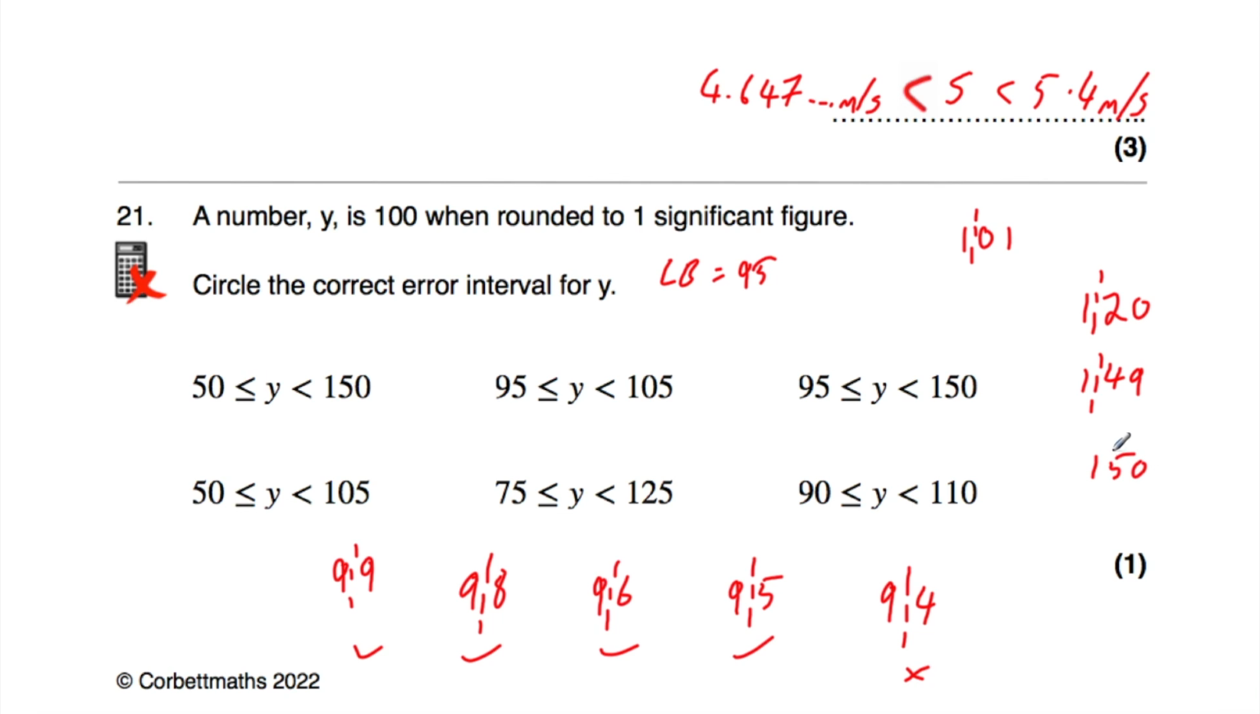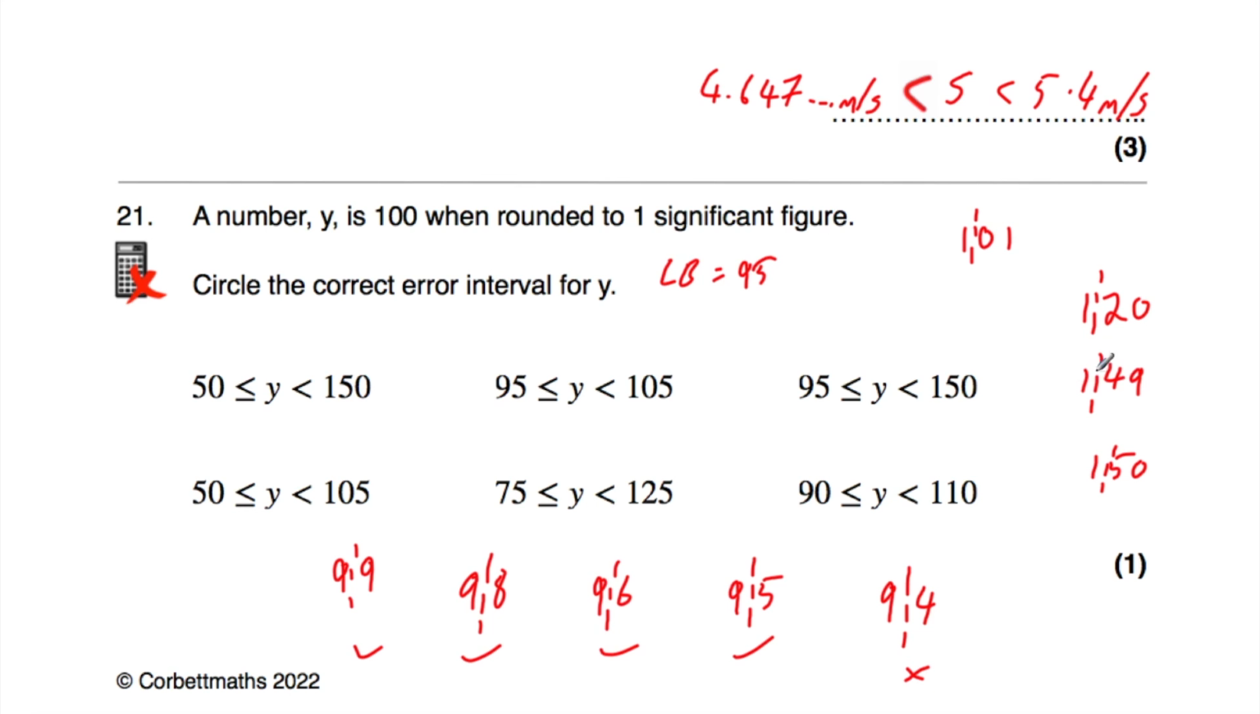But if we had 150 and we round that to one significant figure, because the second significant figure is a 5, we round up, so that would round to 200. If we had 150 rounded to one significant figure, that would be 200. But anything up to, but not including 150, would work.